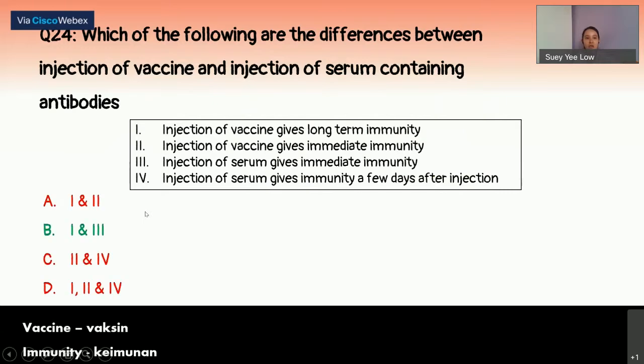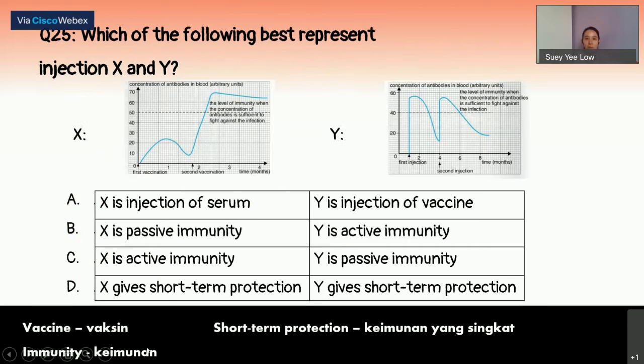Okay, so next, question 25. Which of the following best represents injection X and Y? So what is X and what is Y? As you can see here, the picture gives you a clue, right? Vaccination. So basically X is the injection of vaccine and Y is the injection of serum. You have to know which one is active and which one is passive. Here it says injection of serum, injection of vaccine. Of course, it's wrong. We have to decide later whether it's passive or active. Never mind, we leave it.